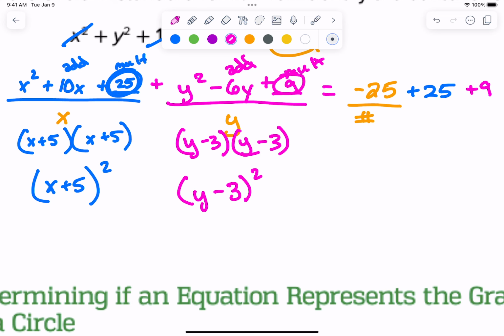This is my equation. This guy plus this guy equals, and you guys just said 9. Split them up and set them both equal. That's my equation of my circle. I just completed the square twice.